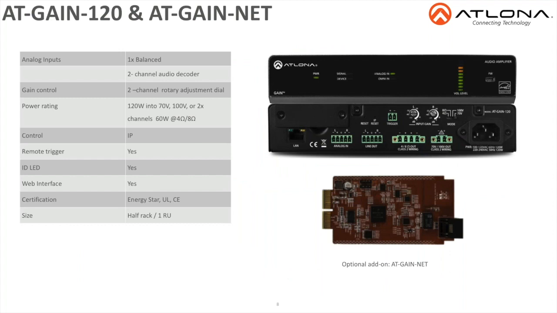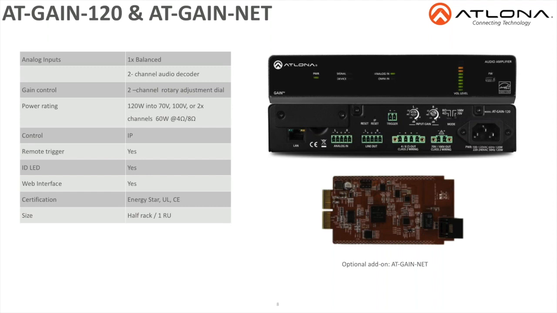Additionally, Atlona recently introduced the Gain 120, which is a plenum-rated power amplifier designed for low or high impedance applications. There's actually a switch on it that allows the amplifier to deliver 2 channels of 60 watts, each in 4 or 8 ohms, or a single channel of 120 watts at 70 or 100 volts.